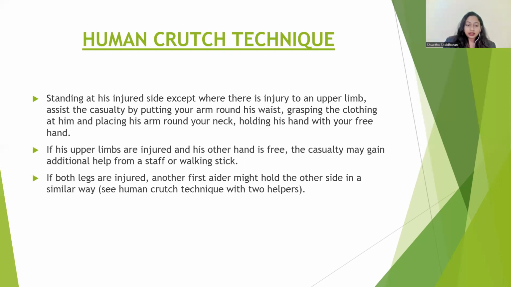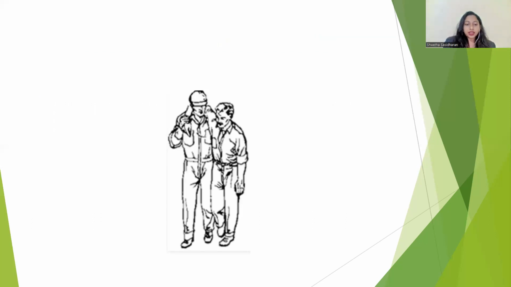If both legs are injured, another first aider might hold the other side in a similar way, so it will be a human crutch with two helpers. This is with a single helper. If you look at the picture here, you can see there is only one helper, who is helping him on the other side, and this might be the injured one. So you are giving him a stable place by taking his uninjured side and making him safer.